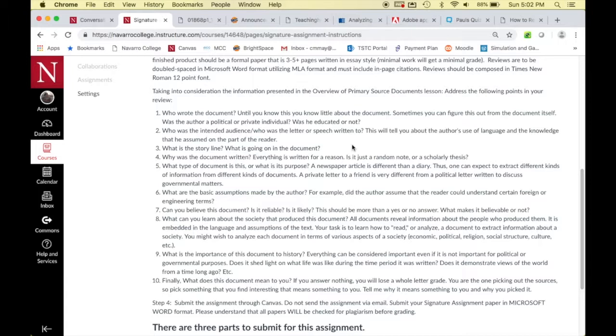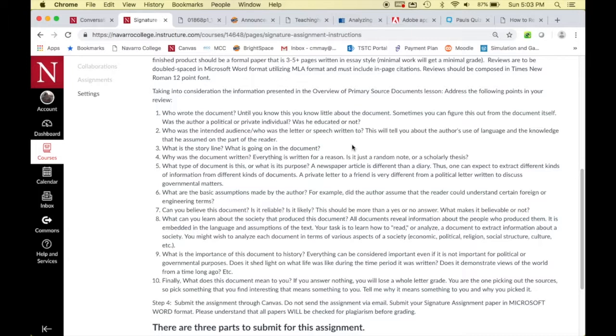It's a public document. Now, some of you may have chosen diaries or letters or things like that. Those are not necessarily public documents. And depending on who the intended reader is, the author may write things more clearly or less clearly.